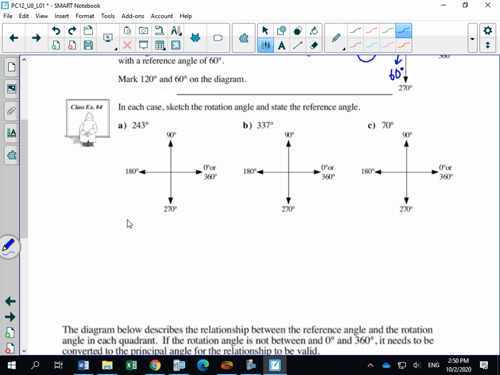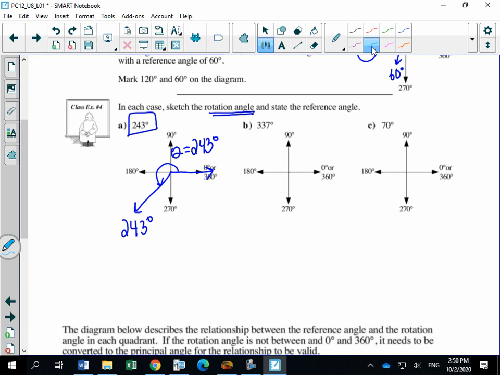Let's look at class example 4. In each case, state the rotation angle and state the reference angle. So 243 degrees. That's going to be in quadrant 3. The angle in standard position, we know will terminate in quadrant 3, right there. So that's 243 degrees. That is what my angle in standard position is, or my rotation angle. Rotation angle and angle in standard position can be used interchangeably. So that is 243 degrees.